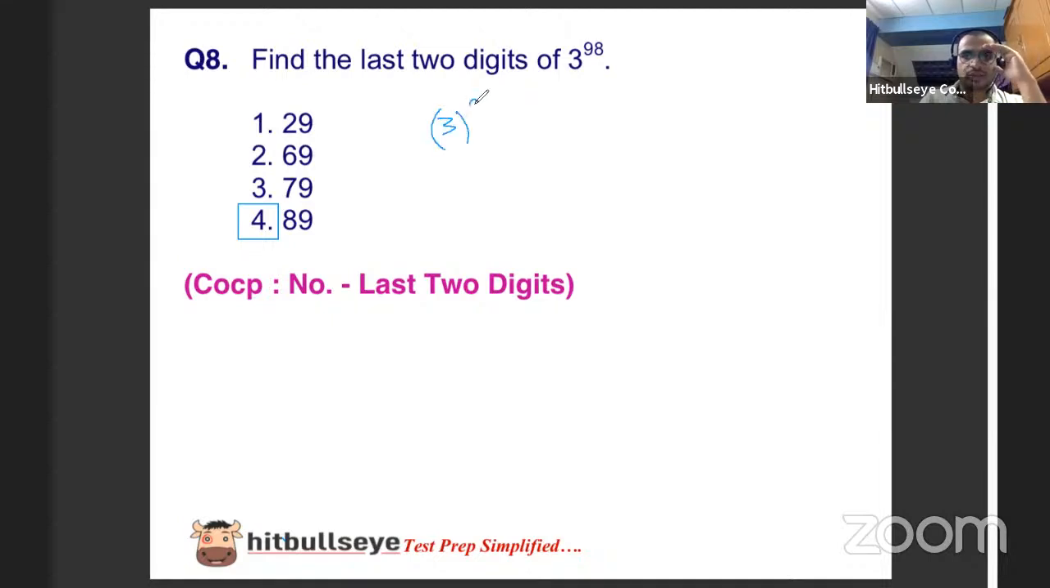Okay, let's discuss this one. So it is again on very similar lines. We will again convert this into 81, right? So I will divide 98 by 4. I get 24 into 4 is 96.